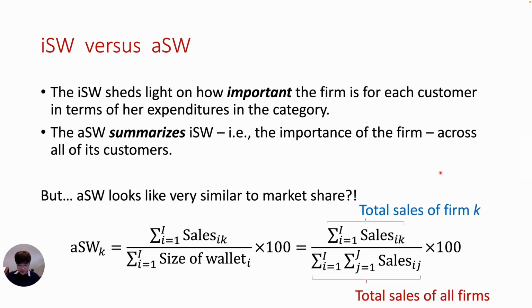As the individual share of wallet sheds light on the importance of the firm in the customer's expenditures, the aggregate share of wallet can be viewed as a summary measure of the importance of the firm. But the aggregate share of wallet looks very similar to market share. But it is entirely different from market share.